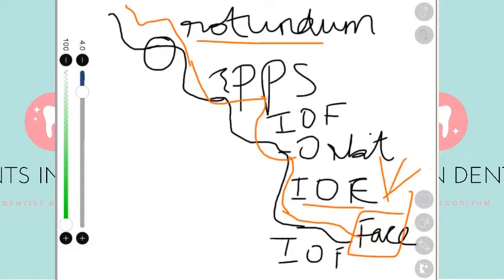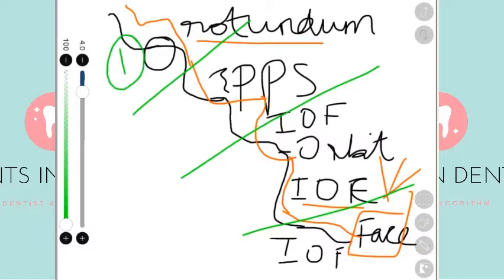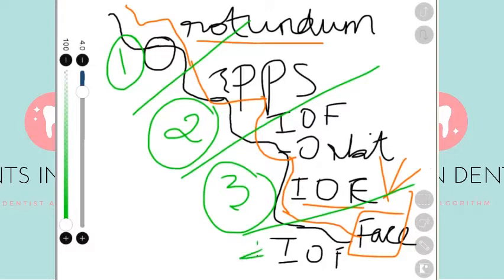To learn the course easily, we'll now divide the nerve into four parts. The first part is within the cranium, and the second part is in the pterygopalatine space, and the third part is within the orbit, that is within your infraorbital canal, and the fourth part is in the face. We'll divide it like this and then we'll learn each part. So the first part within the cranium, second part in the pterygopalatine fossa, third part within the infraorbital canal, and the fourth part in the face.